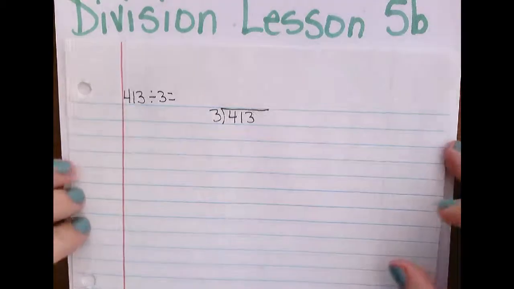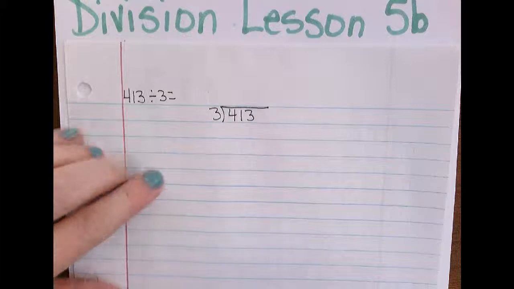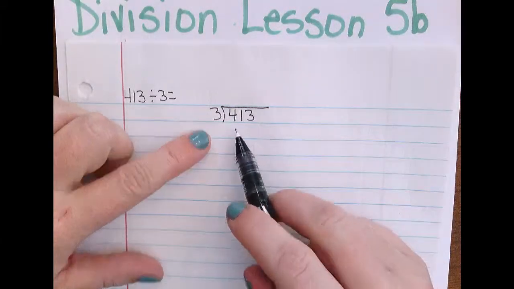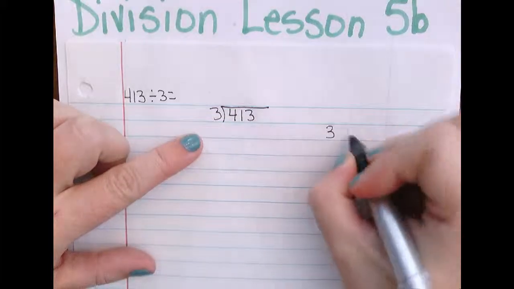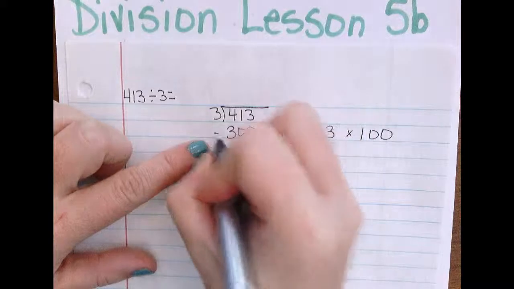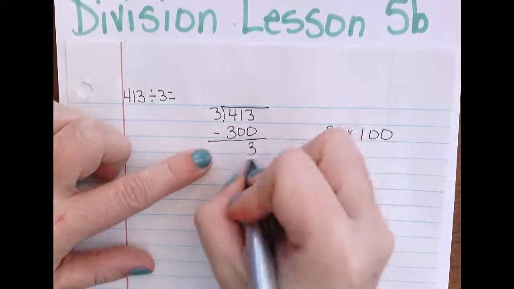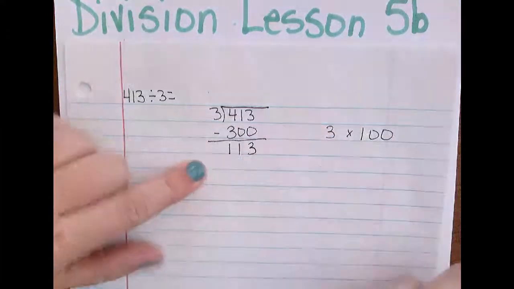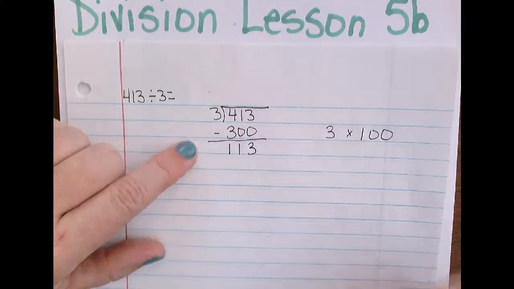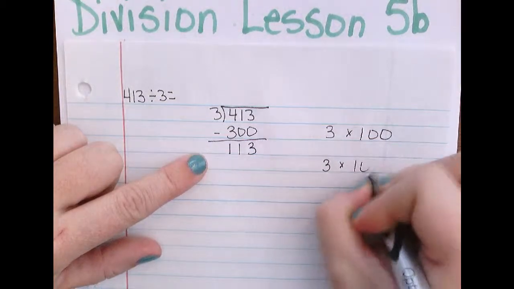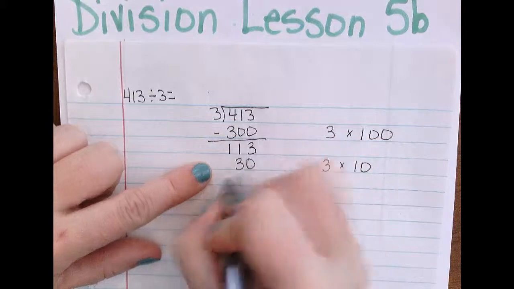Now our other example, 413 divided by 3. Okay, again, since we're in the hundreds, let's see, 3 times 100, that is 300, that's less than 400, so I'm going to start there. 3 times 100, that gives me 300. Subtract: 4 minus 3 is 1. Okay, so what else can I do from here? Well, 3 times 10, that gives me 30. So I can subtract that.